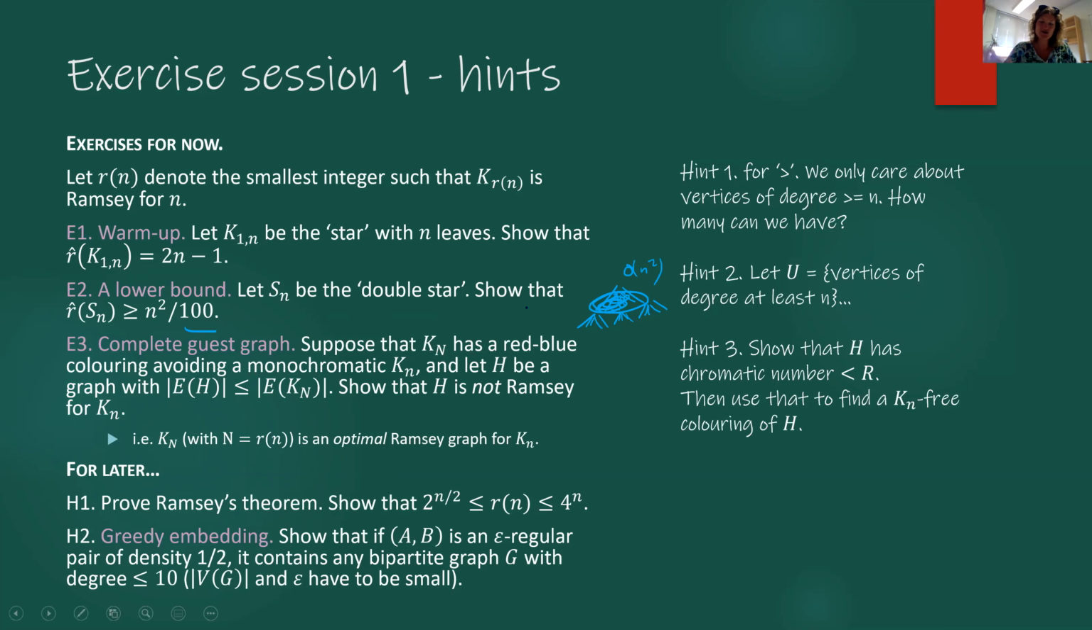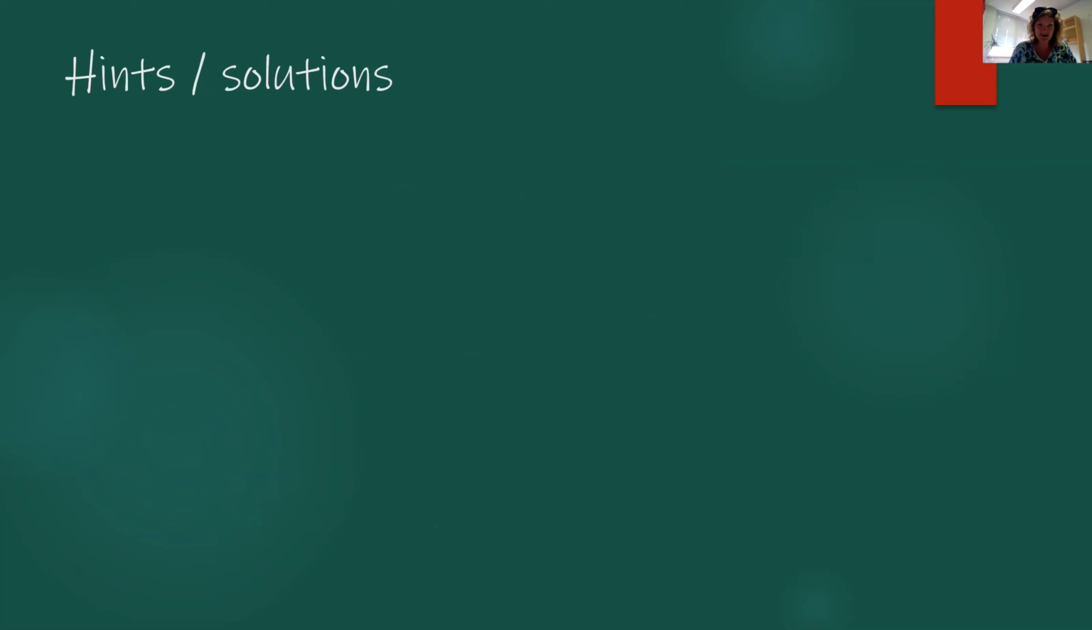So now, unfortunately, I'm going to have to go to the new screen. I hope that you have downloaded the slides with exercises. So for E2, we are given a host graph H with the number of edges at most n squared over 100. And there I was very crude about the bound. And we need to find a coloring with no monochromatic S_n.